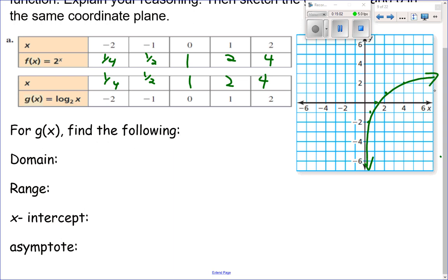What do you believe the domain is for this generic logarithmic function? Greater than 0. The range of the exponential function was greater than 0. We have flipped that. That's now the domain. The domain of the exponential function was all real numbers, we have flipped that. That's now the range. Good.